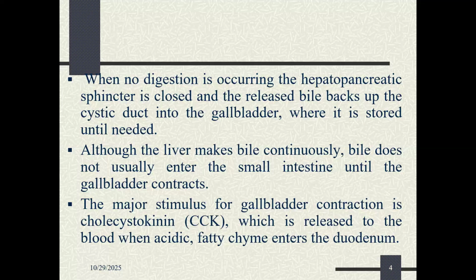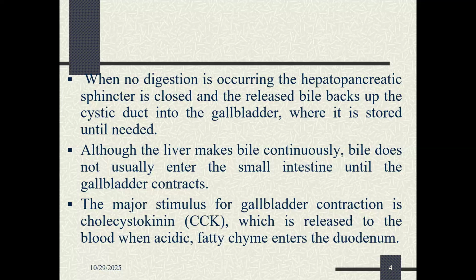cholecystokinin, CCK, which is released to the blood when acidic fatty chyme enters the duodenum. So this enzyme is only released in the blood when the acidic fatty chyme enters. Remember, we no longer call it food.